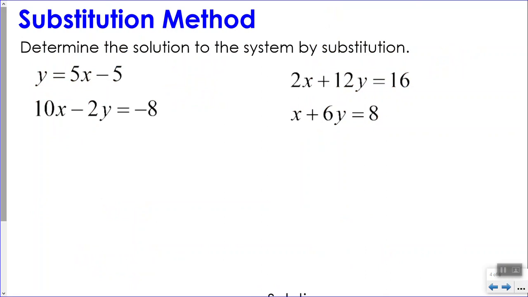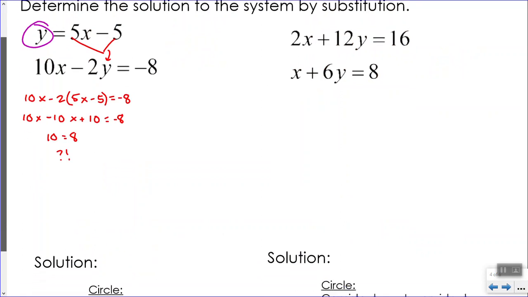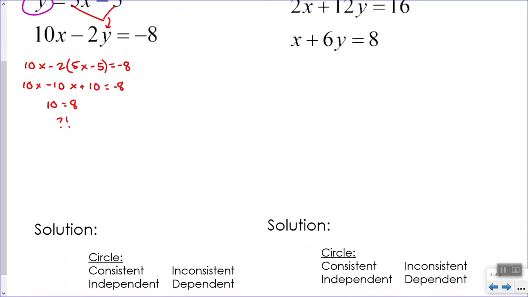Go ahead, pause the video, see if you can solve the system on the left on this page. Alright, so our first equation is already solved for y, so we can substitute that into the y in the second equation. When we do that, our x terms end up eliminating themselves, and we end up with the statement 10 equals 8, which is a contradiction. So this is no solution, and we end up with an inconsistent system.